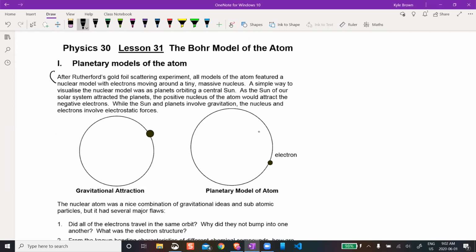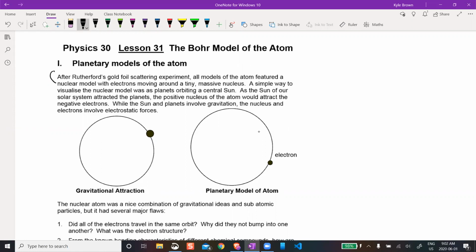So Rutherford came up with a planetary model that looks something like this, where you had, let's say, a proton sitting in the middle and then the electron orbiting around the outside. As you got more electrons, they would all have their own orbits, but it was pretty much like a little solar system.